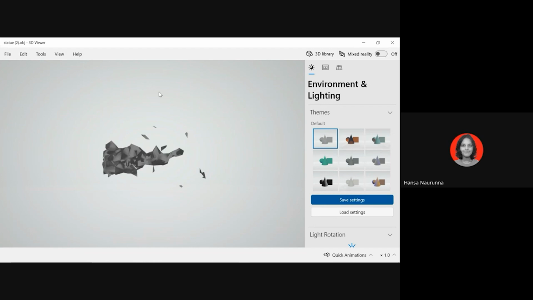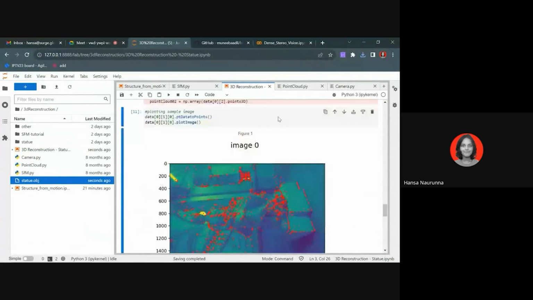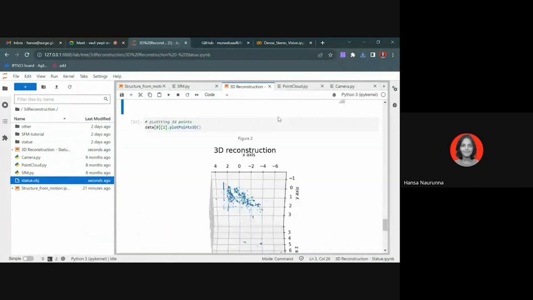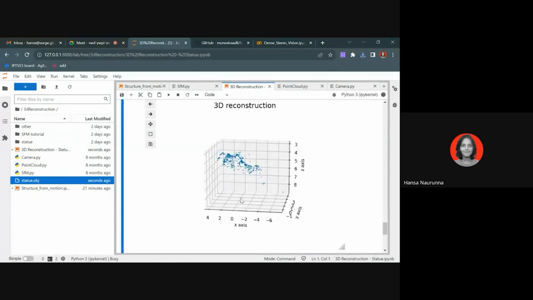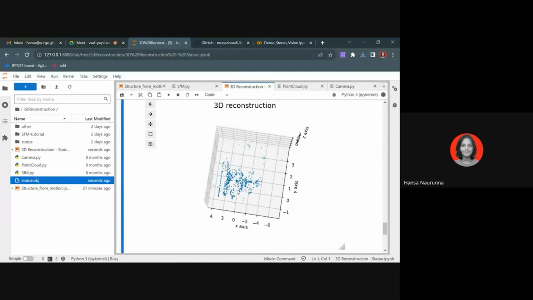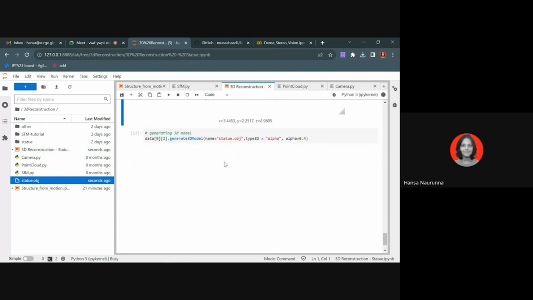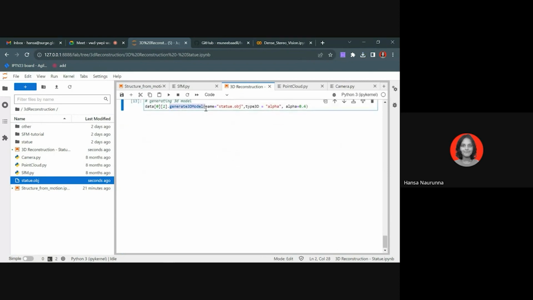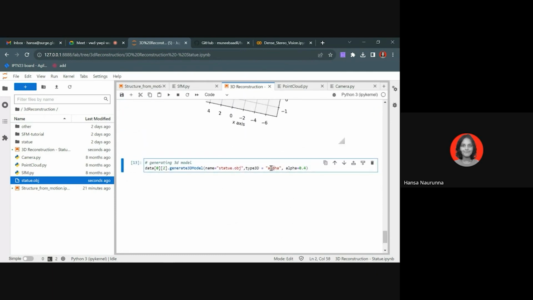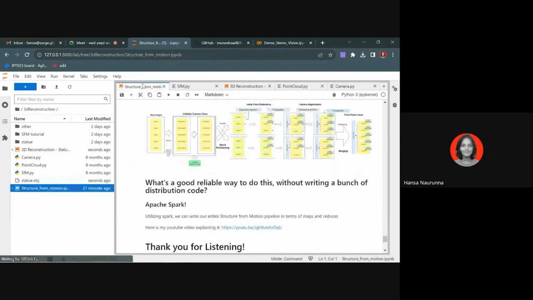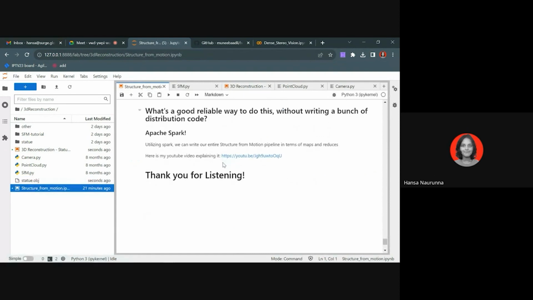So anyway, we can always improve this by increasing the number of features, doing bundle adjustment and everything. But this was made to theoretically show how we could take this process parallel using Apache Spark. Same point cloud, with a few extra things. Then at the end we're just generating the 3D model using this alpha algorithm. Yeah, so I think that's the end of it.